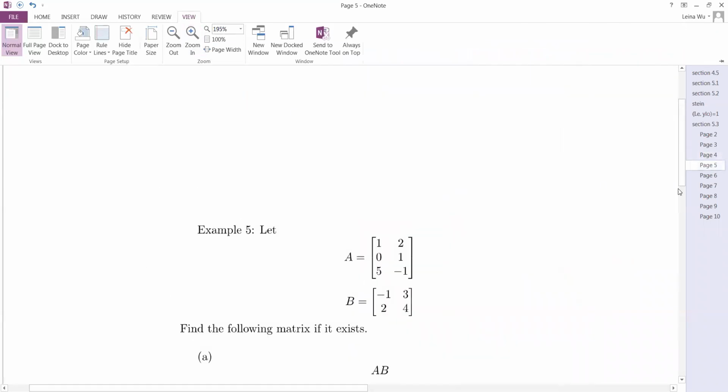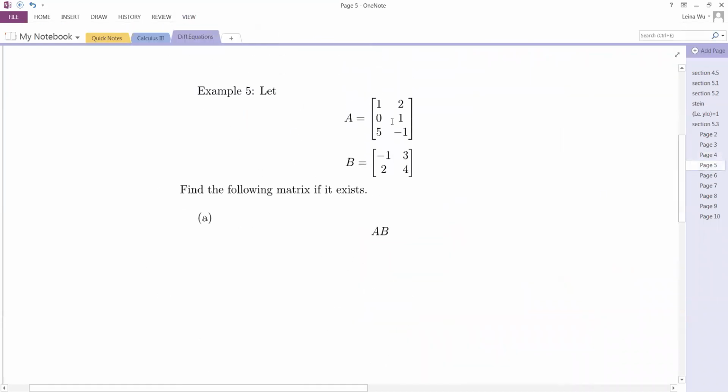Next, let's do page 5. We're still in the reviewing process here. Let matrix A be 1, 2, 0, 1, 5, negative 1. Matrix B be negative 1, 3, 2, 4. Find the following matrix if it exists. So first of all, you need to confirm if this one exists. If yes, then go ahead and find it.